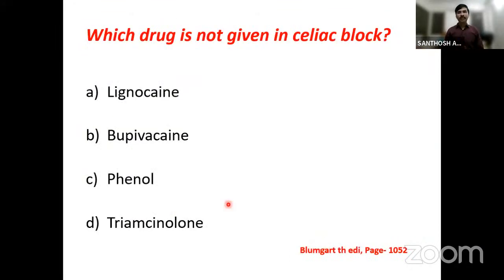Which drug is not given in celiac block? Celiac plexus neurolysis is done in unresectable CA head of pancreas. It is also done in chronic pancreatitis also. So we use either local anesthetic agent, which gives temporary relief, maybe for weeks to 1 month, or we use absolute alcohol or phenol to give prolonged relief, maybe for 6 months to 12 months. The triamcinolone alone as a steroid is not used in any nerve blocks. Okay, that is used only in keloid conditions or to improve the mobility in osteoarthritis.